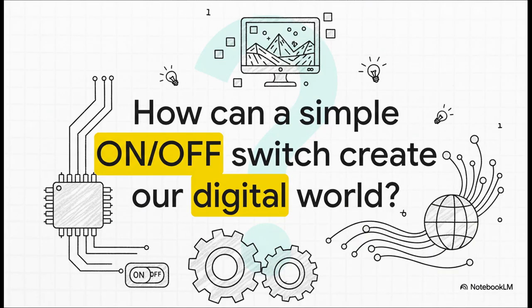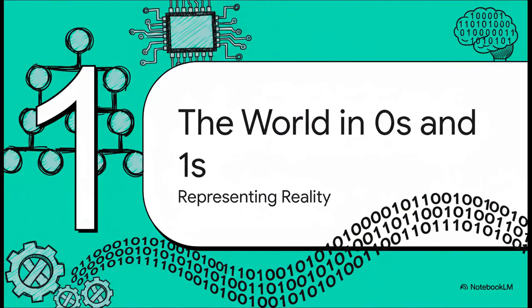So this is the big question, right? It feels kind of impossible. How could a concept this basic possibly lead to things like artificial intelligence or global social networks or stunningly realistic graphics? Well, it can. And by the end of this, you're going to see exactly how all those pieces click into place. To get our heads around this, we have to start at the very, very bottom.